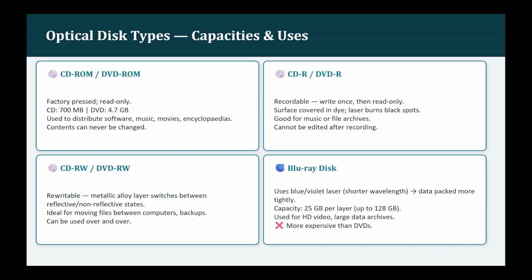The modern one after CDs and DVDs is the Blu-ray disc. It uses a blue-violet laser, which has a shorter wavelength than the normal laser used to read and write CDs or DVDs, which helps pack more data tightly onto one disc. Capacity is 25 GB per layer and increases up to 128 GB. They are used for HD videos and large data archives. One disadvantage is they are more expensive than DVDs.